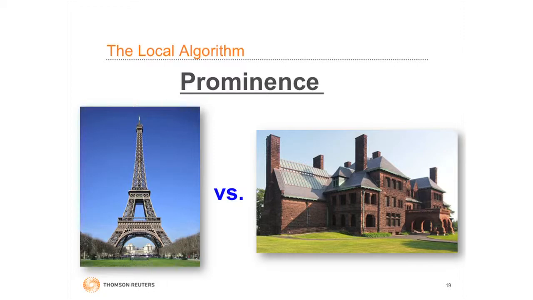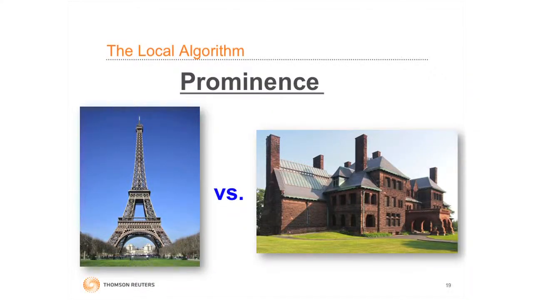And then the third and final factor is something called prominence. So Google uses online and offline factors to determine how prominent a business is. So pictured on the left here is the Eiffel Tower, and pictured on the right is the James J. Hill House. This is a historical landmark in St. Paul. A lot of people around the world are very aware of the Eiffel Tower, but not many people know what the James J. Hill House is.